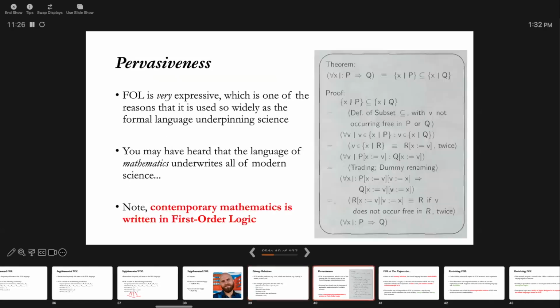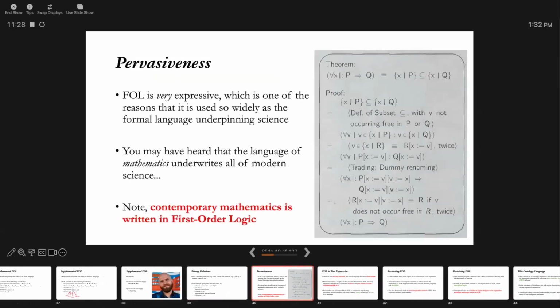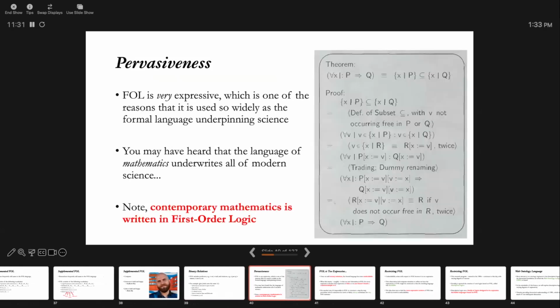Formal language used all over the place. It's very expressive, which is one of the reasons why it's used so often. Here's a textbook about the foundations of science. It's all first order logic, right? Now, you may have heard that the language of mathematics is the queen of the sciences. People sometimes say that. And I'm talking about logic, right? Logic isn't math. Math's about numbers. Math is based in first order logic. Just want to spoiler alert, just let you know. It is. Absolutely is.